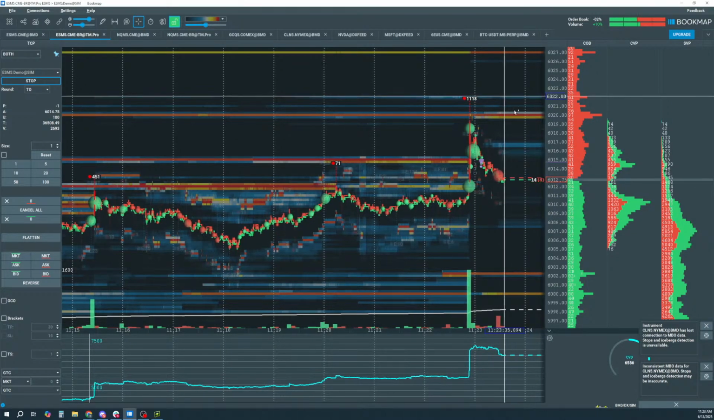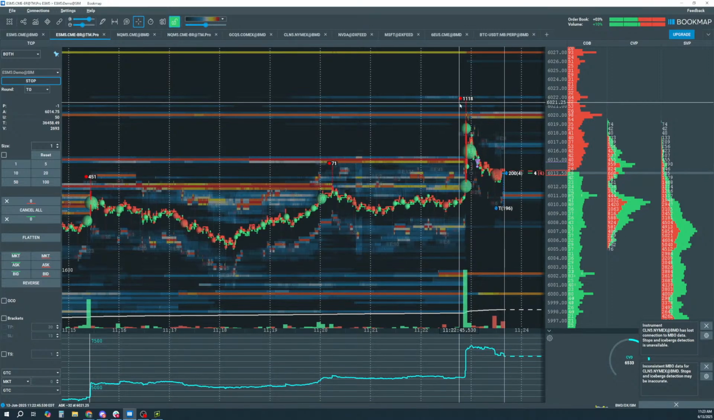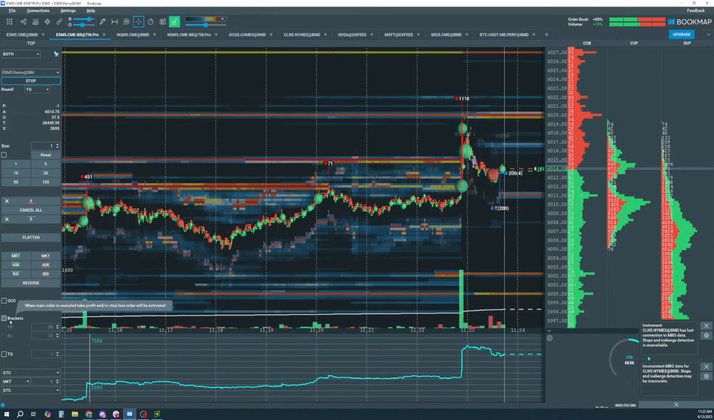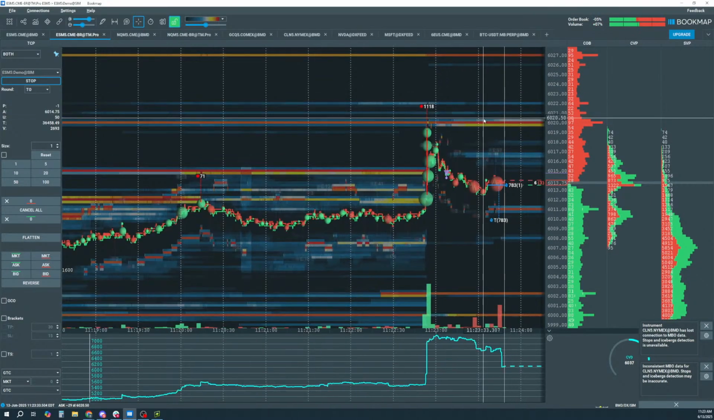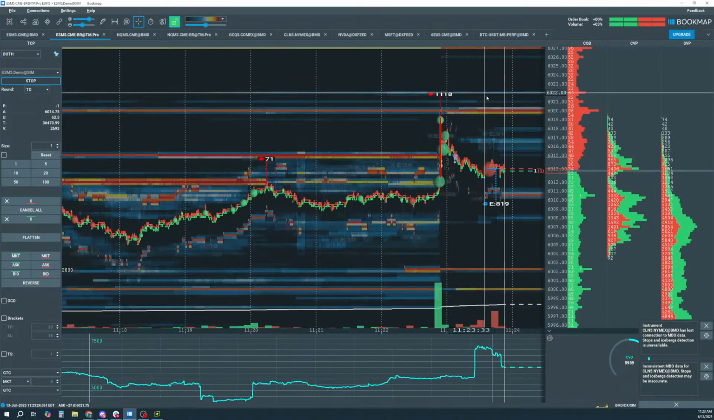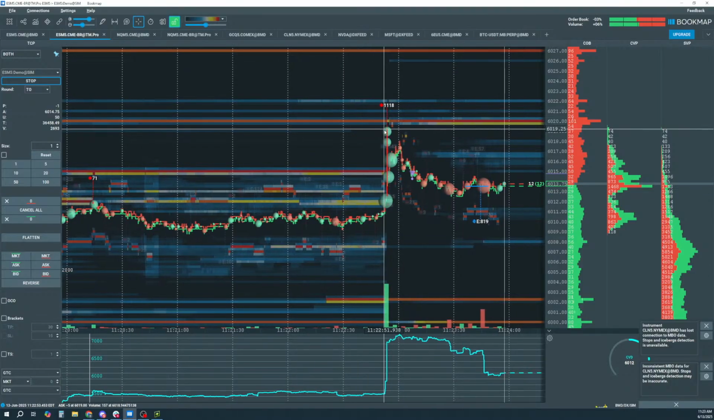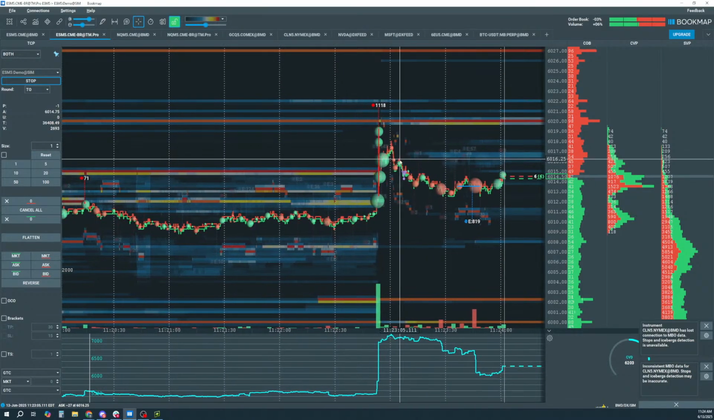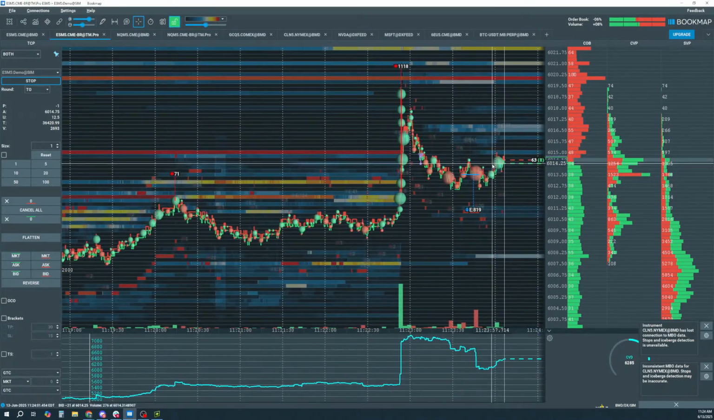Got the European close coming up. We might get one more tap back here. I didn't have time to widen out stops and so on, so I just jumped right in here. But this is what I'm looking for, and this is not really a setup. It's more of an order flow event above a key level, and now we're looking to see if we can get some sellers coming back in here.